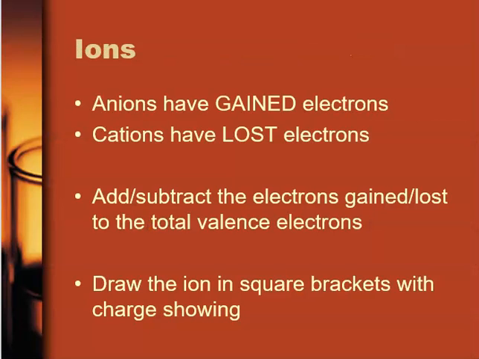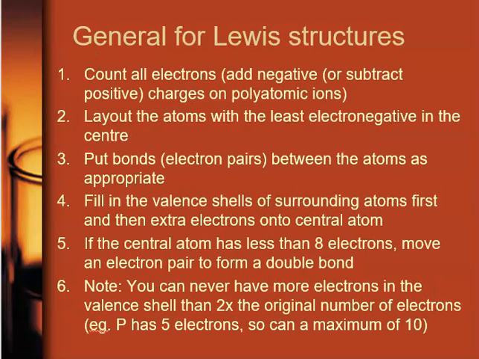The key thing to remember with an ion is that anions have gained electrons and cations have lost electrons. So you need to add or subtract the number of electrons gained or lost to the total number of valence electrons. Then you draw your Lewis diagram as normal, and to finish off, you draw your ion in square brackets with the charge showing. That doesn't necessarily make a lot of sense until you've seen it, but other than that, we're going to follow the same general rules that we always do for Lewis diagrams.